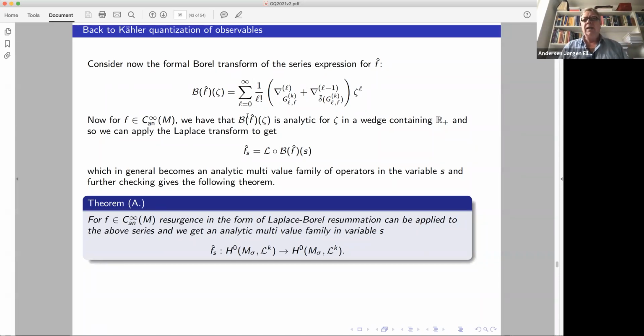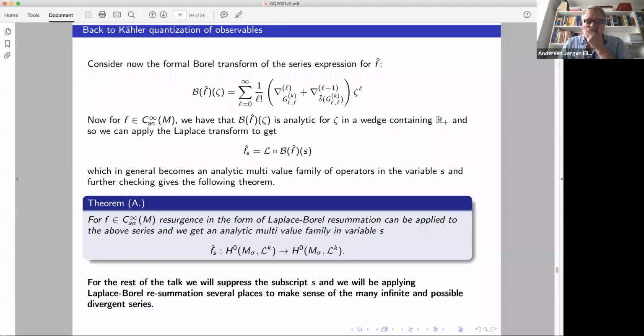And so if F is real analytic, I get an analytic function of zeta in some wedge around R plus. And so what I'm going to do is apply the Laplace transform to this, and I will define F hat S, because now everything depends on an auxiliary parameter S. One can actually show by a little bit more computation that this takes holomorphic sections to holomorphic sections for S in this wedge. And therefore we actually have a construction of operators for real analytic functions via Laplace-Borel resummation of this series here.